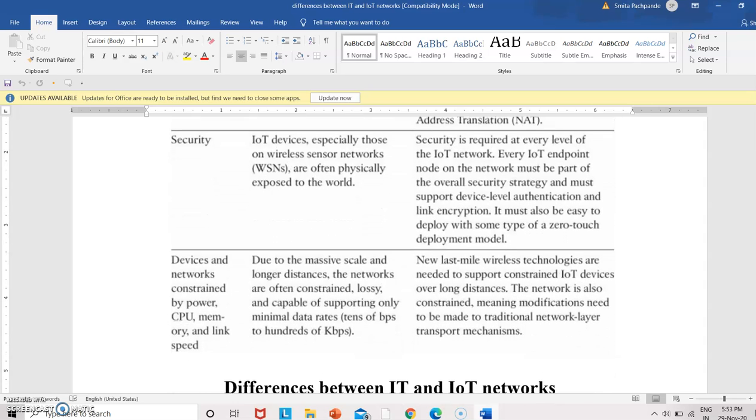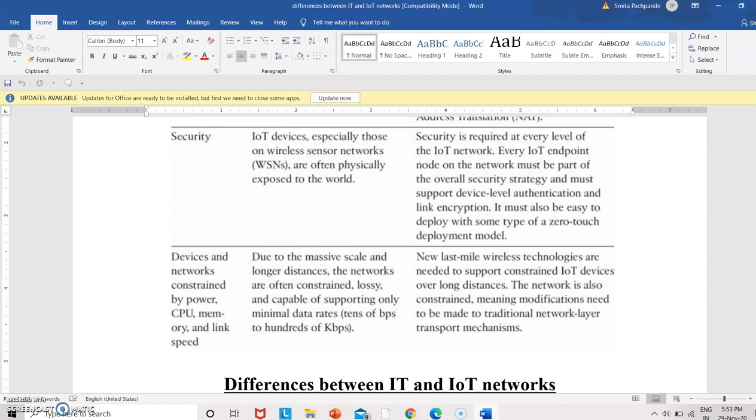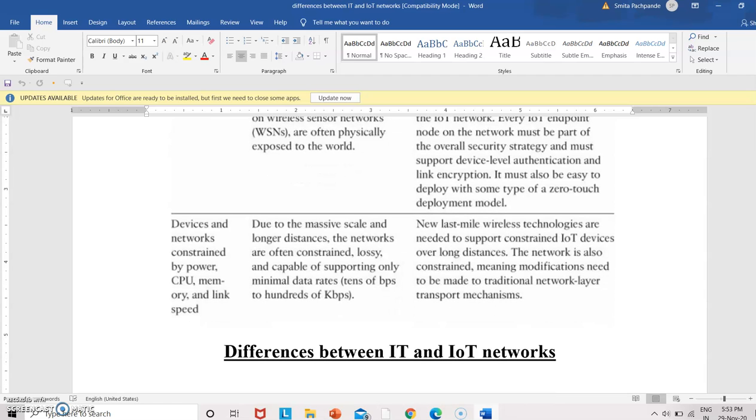The third challenge is that devices and networks are constrained by power, CPU, memory and link speed. Due to the massive scale and longer distances, the networks are often loosely constrained, capable of supporting only minimal data rates. So these challenges can be considered the key differences between IT and IoT networks.